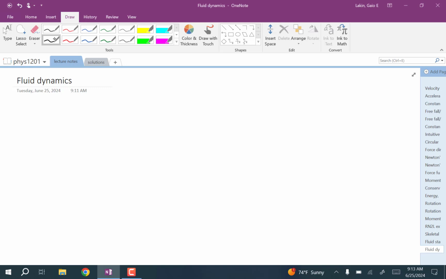So the analysis that we're going to do is going to apply to fluids with the following characteristics. So there are four things here. The first one is that the flow of the fluid has to be steady. That means that it doesn't change over time.